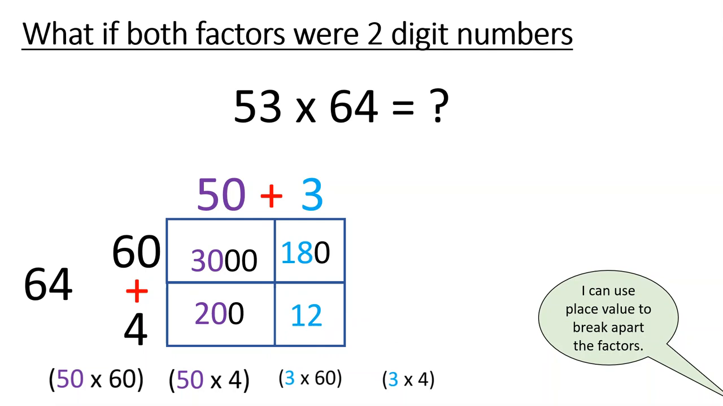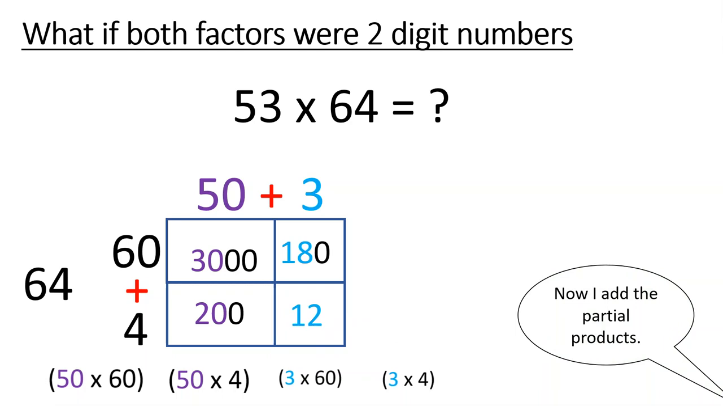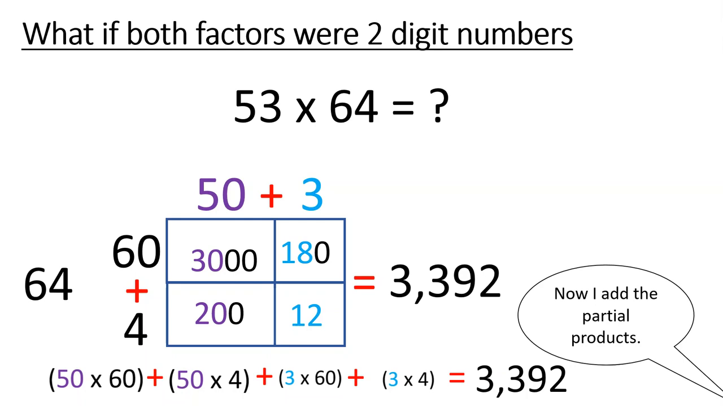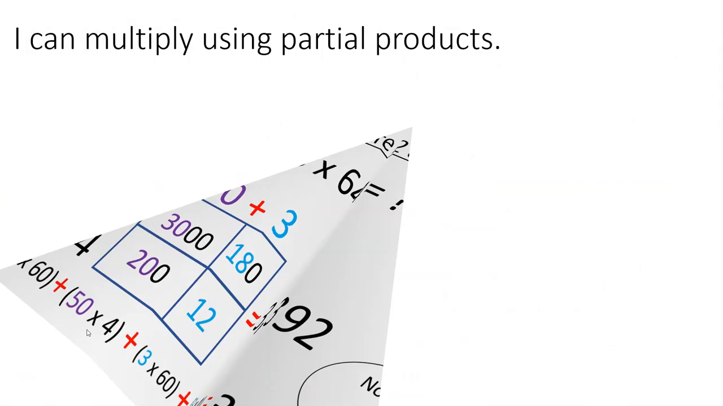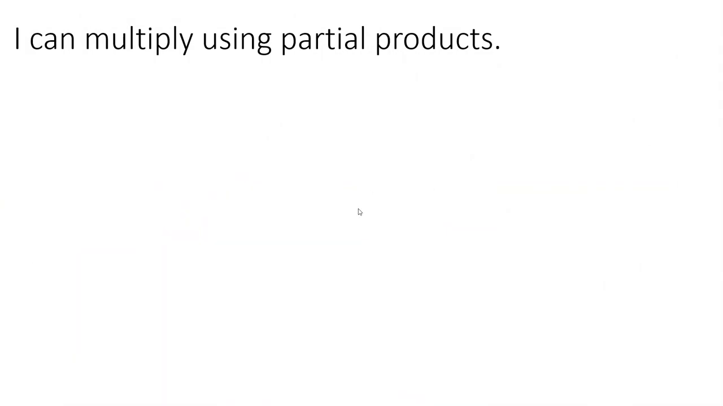Now we found all of our parts, and now we're going to add them all up. Dun, dun, dun. We did 3,000 plus 200 is 3,200 plus 100 is 3,300. And 80 plus 10 is 90 plus 2 is 3,392. And you can add them up on the side. Uber duper easy.